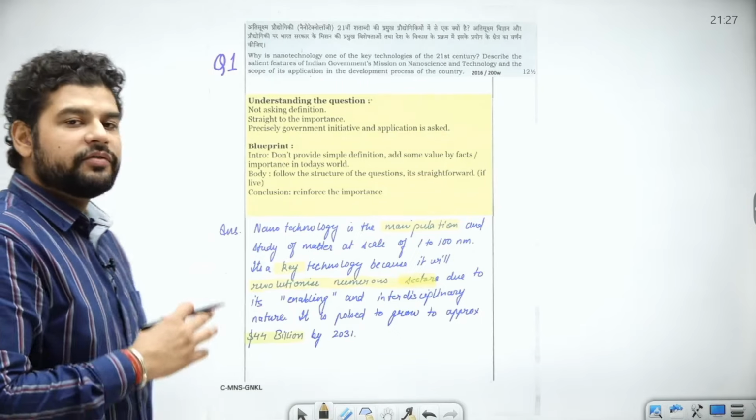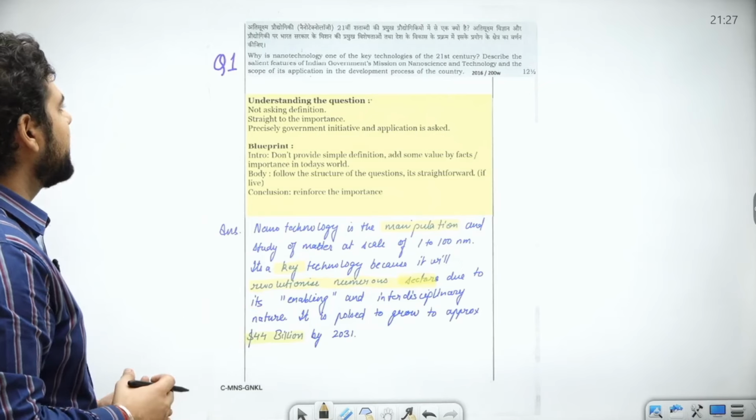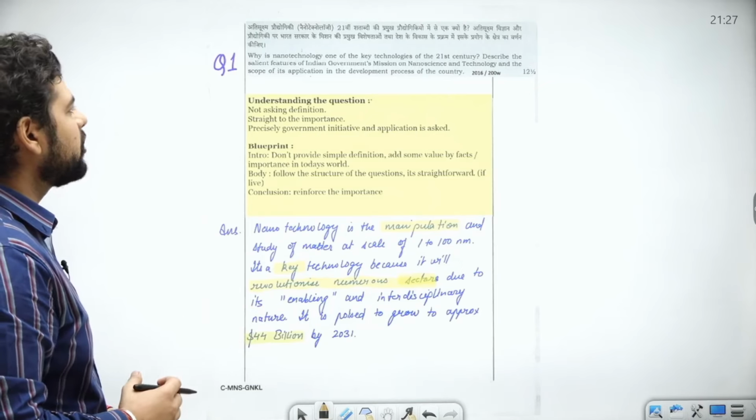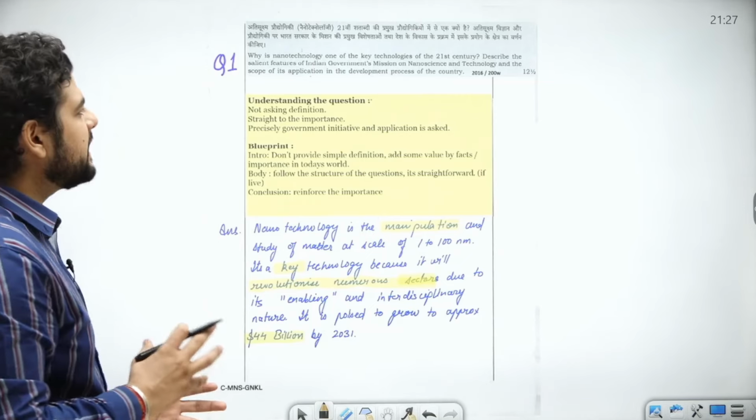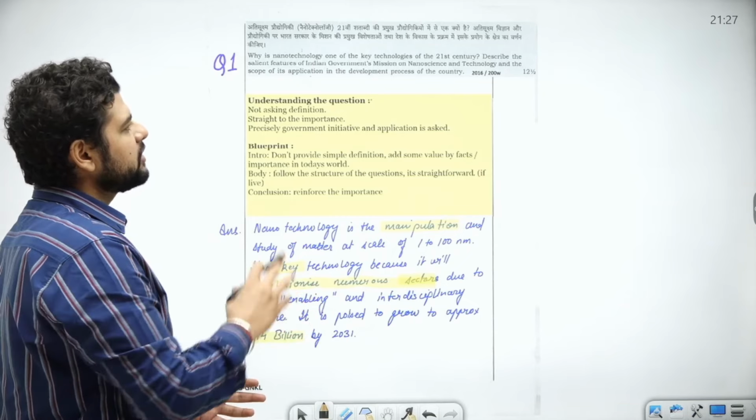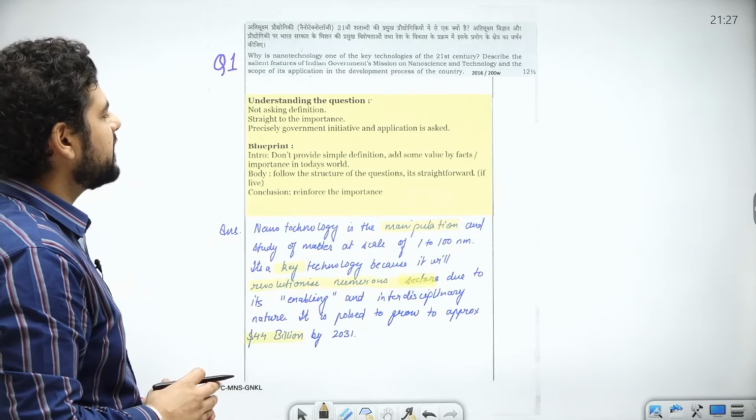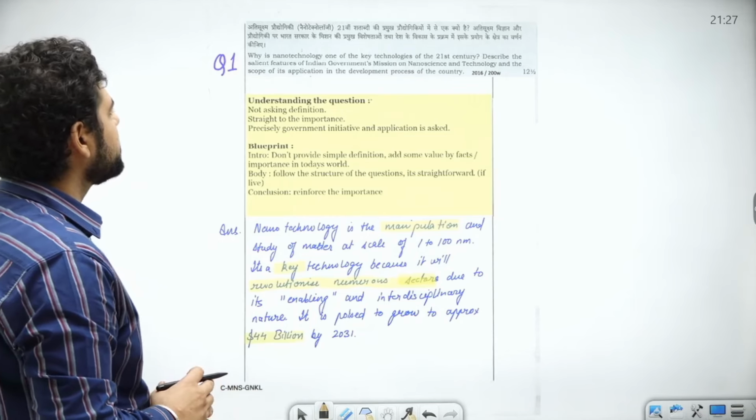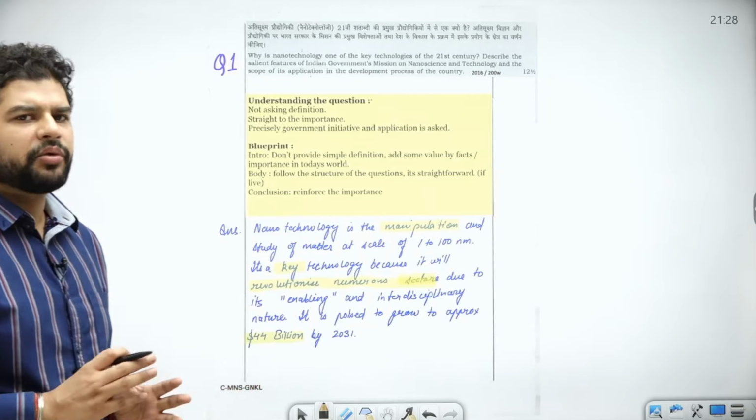Right. So, the first question, let's get started. The first question says, why is nanotechnology one of the key technologies of the 21st century? So the question is asking you about the key technology, why it is the key technology. So that's the keyword. Describe the salient features of the Indian government's mission on nanoscience and technology and the scope of its application in the development process of the country. Right. So I think the structure is quite clear.